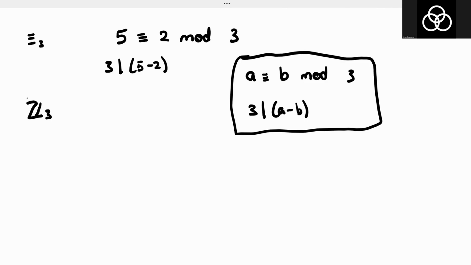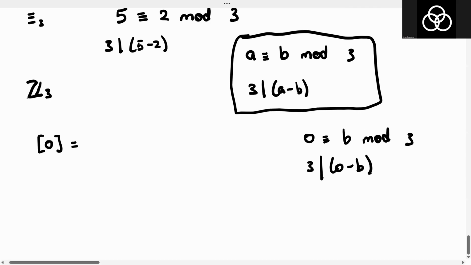Let's look at the equivalence class of 0. Let's just take the integer 0. What might this look like? You see, if we have 0 is congruent to b mod 3, what are the possible values for b? 3 divides 0 minus b.